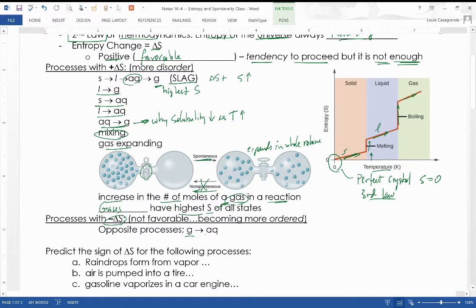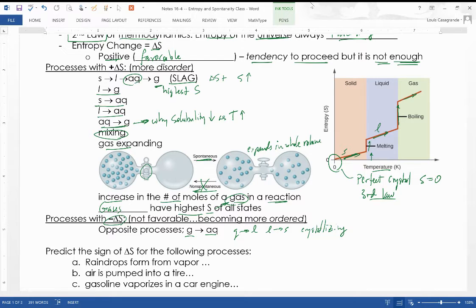So gas is becoming aqueous. The opposite process is a gas becoming a liquid, so condensation, a liquid becoming a solid, crystallization, so forming a solid, crystallizing, forming a solid out of a solution. These are all going to be processes that have a negative entropy change. And in order to get these to happen, something else is going to have to happen along with it.